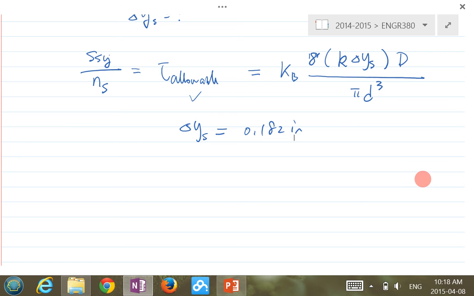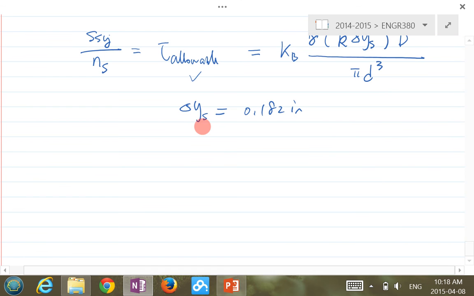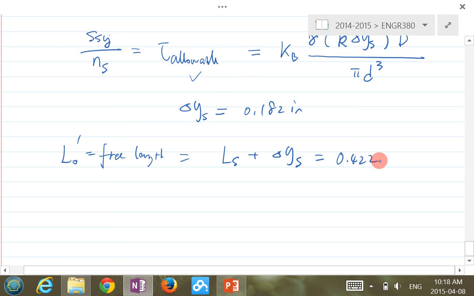This value is the maximum deflection that you can have based on the allowable shear stress. If this is the maximum deflection you can have, then the suggested free length is the solid length plus this guy here. Let's call it L0 prime now, not the original L0 anymore. This one turned out to be 0.422 inch. And what's the original free length? 0.63, right?